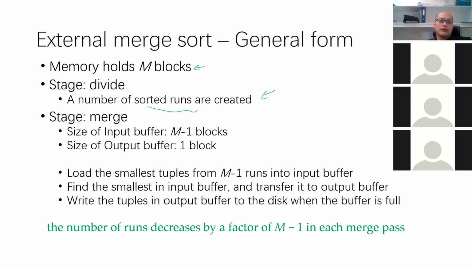Oh yeah, so we will write it to disk when the buffer is full. Okay, so the number of runs decreases by a factor of n-1 in each merge pass. We will discuss a little bit more about this when we come back after the break.